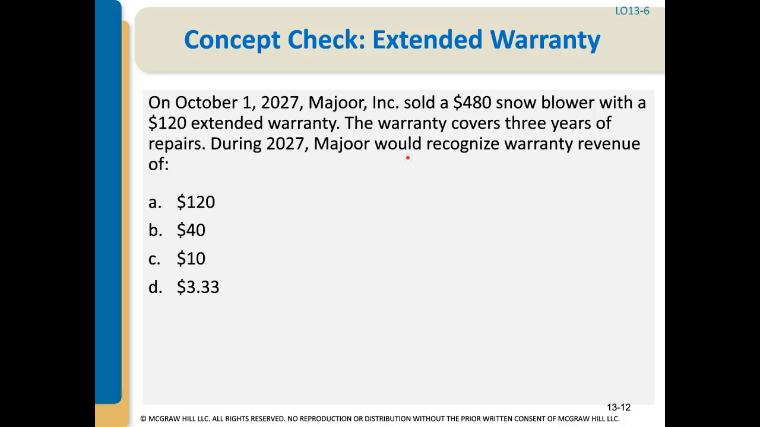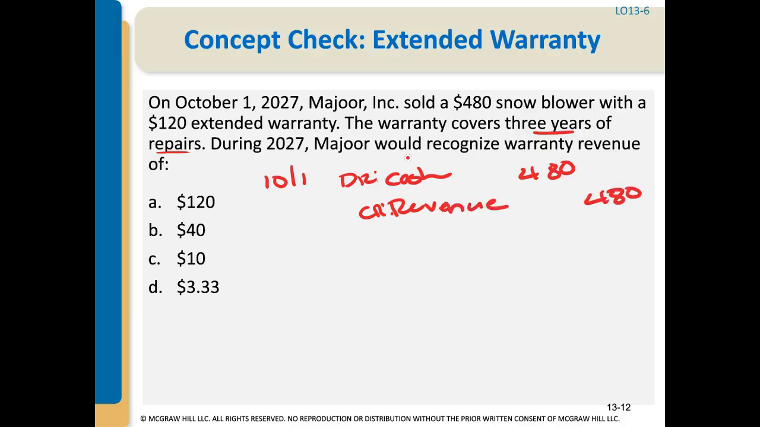Concept check. On October 1, 2027, Mahur Inc. sold a $480 snowblower with a $120 extended warranty. The warranty covers 3 years of repairs, and during 2027, Mahur would recognize warranty revenue of how much? Well, even though the problem doesn't ask for it, on October 1, we would debit cash or accounts receivable for the sale of the snowblower for $480, and then credit revenue, which goes on our income statement, for $480.